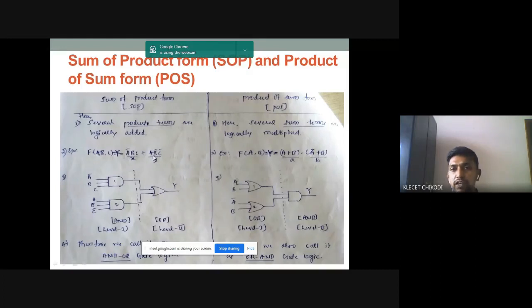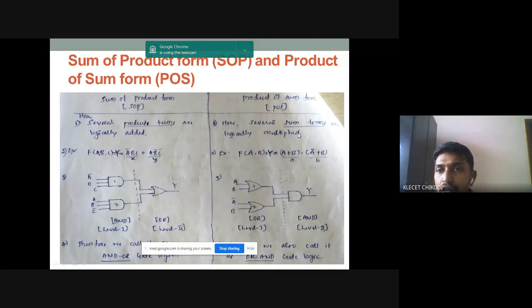Fine. So in POS, several sum terms are logically multiplied. You can see that here is one sum term, that is A plus B, and I am naming it by a small a, and here is one more sum term, that is A bar plus B, and I am naming it by a small b. So in product of sum form, we are multiplying those, that is A plus B dot A bar plus B.